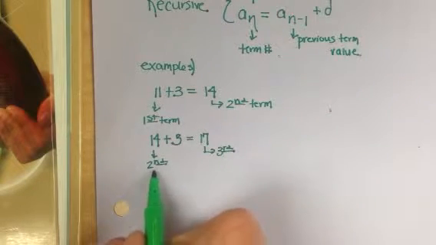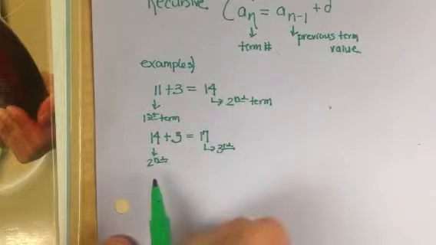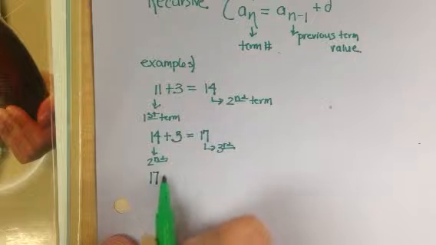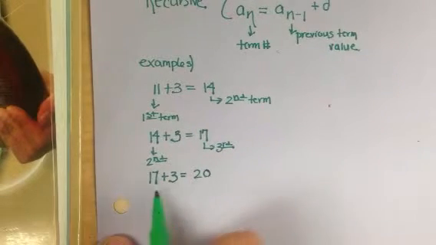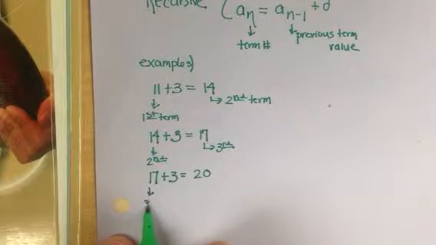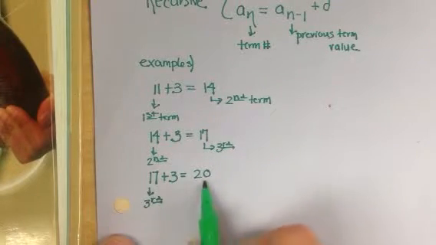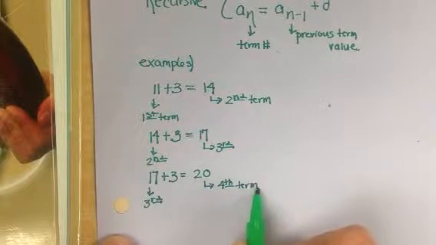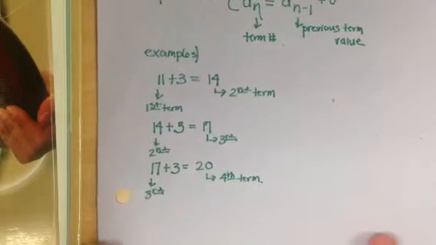Okay, so second is the previous term, so that's a sub n minus 1. So if we want to find the fourth term, we take our third term, which is 17, add 3 to it, and get 20. So we use our a sub n, which would be our third term, add our common difference in order to get the fourth term. So when using recursive, you have to know the term previous to the one you're looking for.